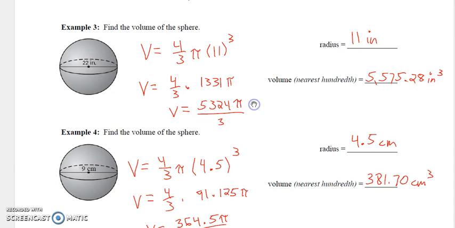So I'm going to go back to my calculator and I'll do 5324 times pi. Enter. Divide by 3. Enter. And I should end up with a number that's a little bit higher than 5324. And here it is. Okay.